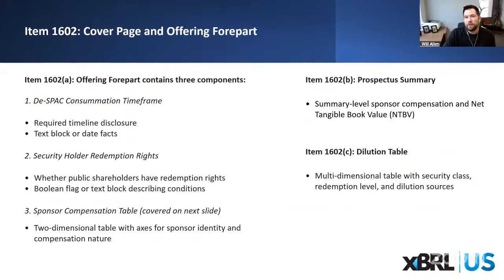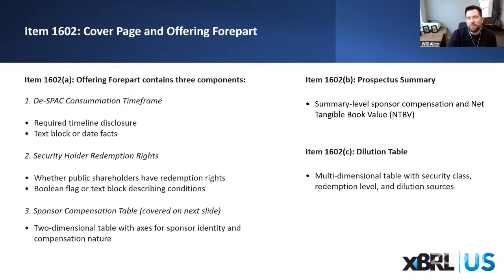Thank you. So let's jump into 1602. 1602 and 1603 are quite large, so there are quite a few slides on these in particular. So we'll start with this one. The offering part is the first comprehensive presentation in a SPAC filing. It helps a public investor understand three things: when the SPAC must accomplish the business combination or liquidate, whether they have the right to redeem their shares, and how the offering economics will evolve depending on how many shares they redeem.